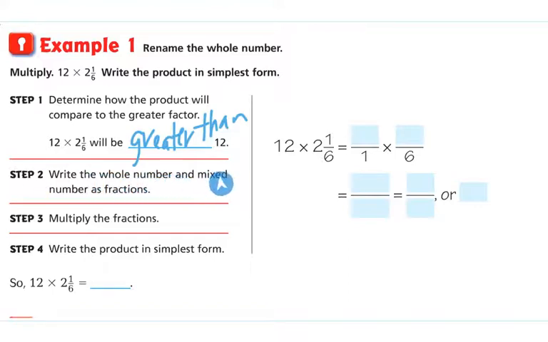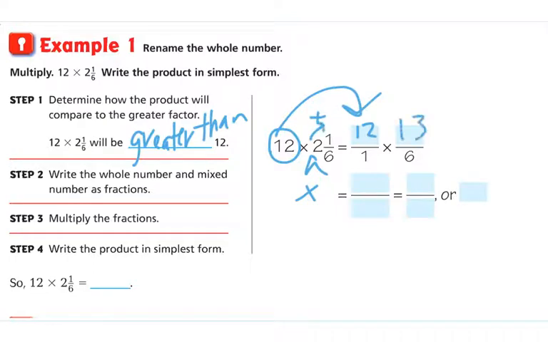Step 2, write the whole number and mixed number as fractions. So we have 12 over 1, which comes from this number, and then we write this one: 6 times 2 is 12, plus the 1 left over is 13. So now we have 12 over 1 times 13/6.